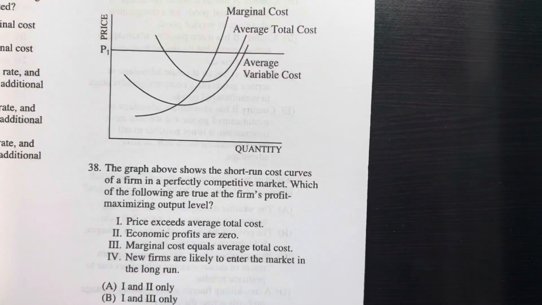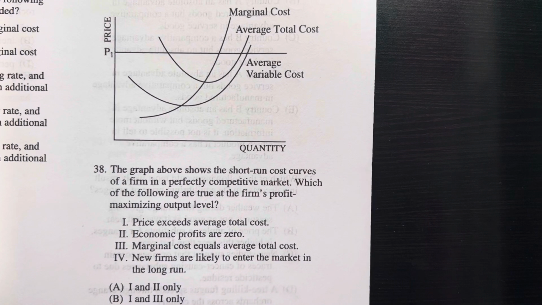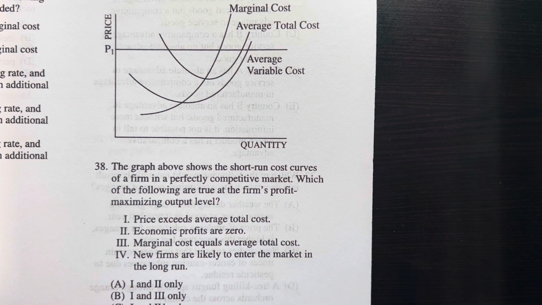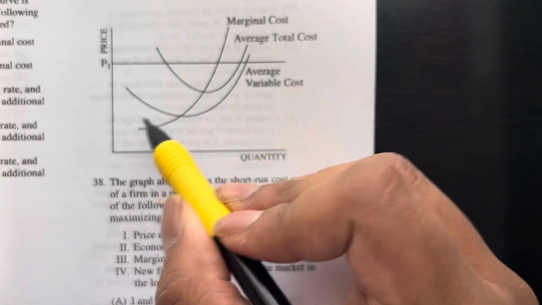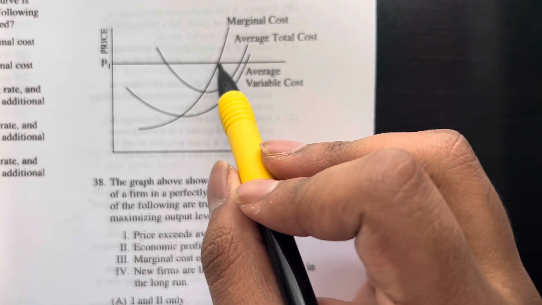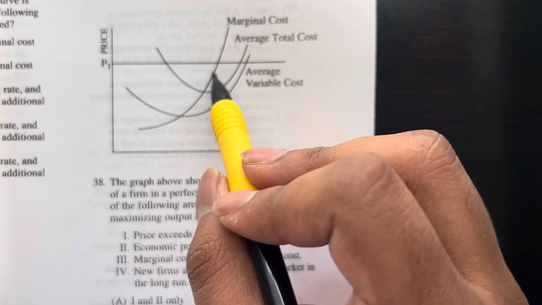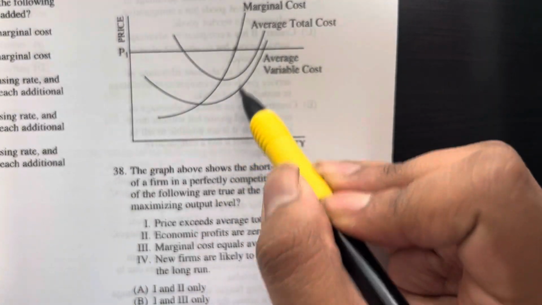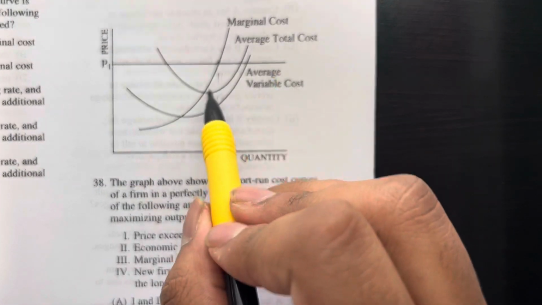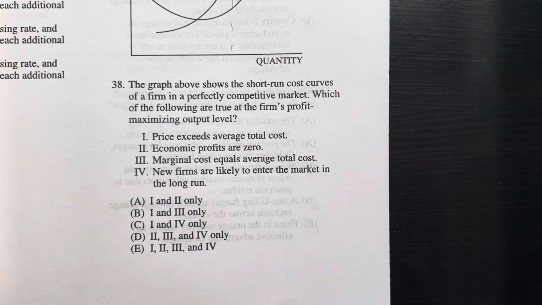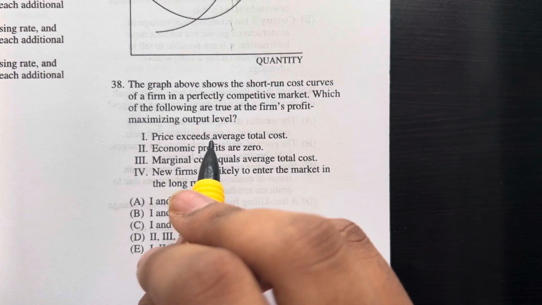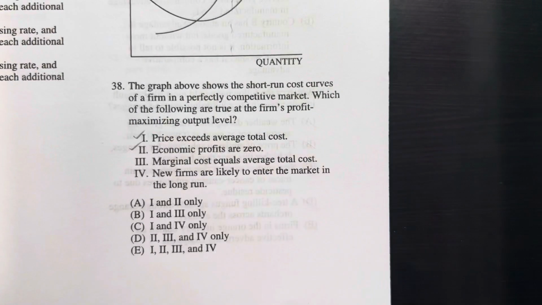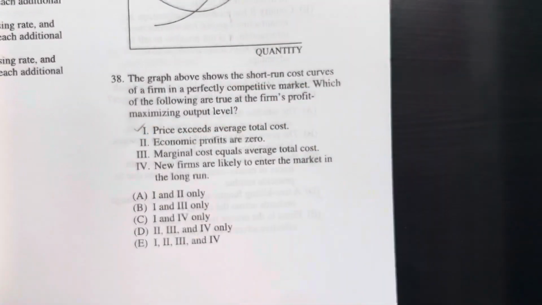38. The graph above shows the short-run cost curves of a firm in a perfectly competitive market. Which of the following are true at the firm's profit-maximizing output level? All right, let's look at it. Marginal cost, and then price here. MC equals MR. This is the price, and quantity as well. Above ATC, above AVC, the price exceeds ATC. Well, yes, it does. Economic profits are 0? No. Oh, sorry, it's making more than that. So it should be an X.